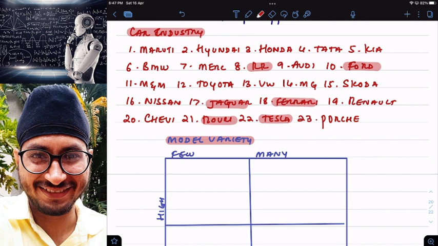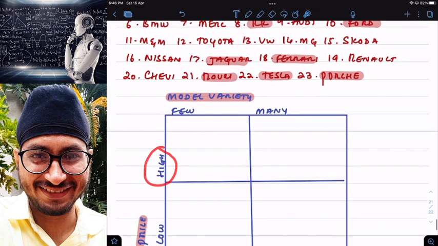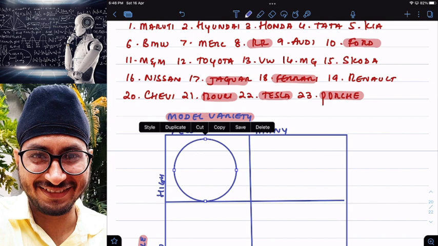According to me, these are the companies, like Porsche, which should come under companies having limited models but a very high price. So what I will do here, I will draw one small circle, and inside this circle I will write the names of the companies.